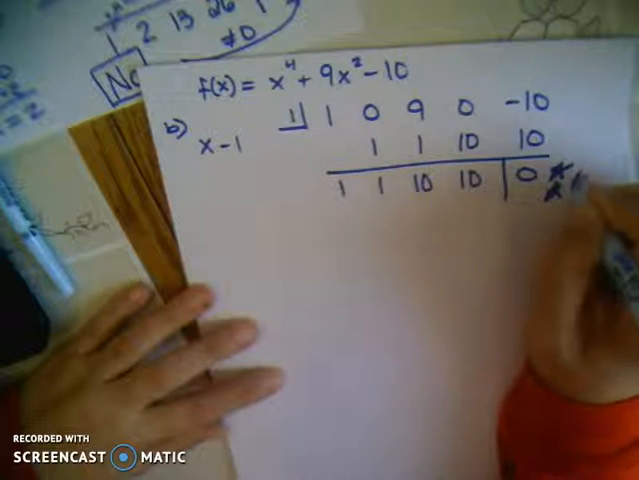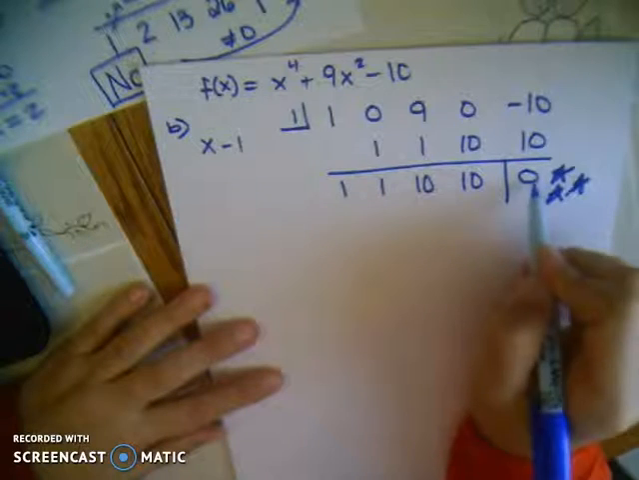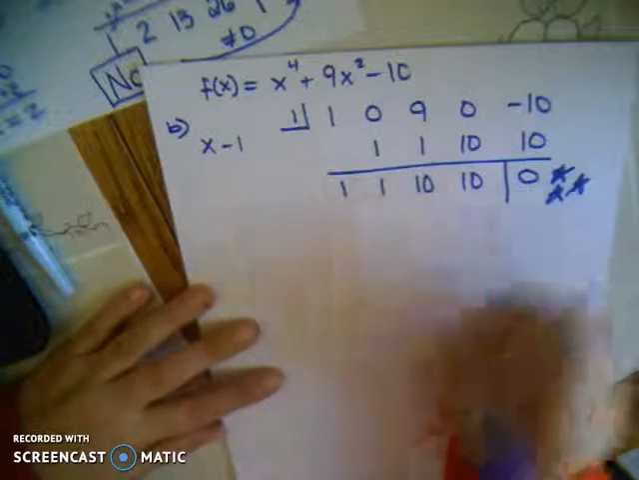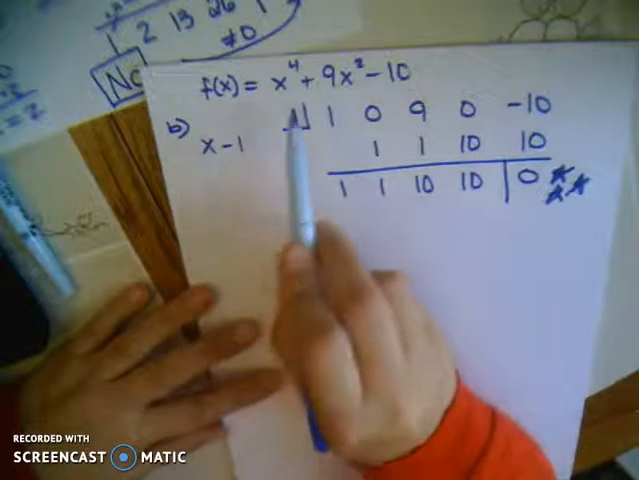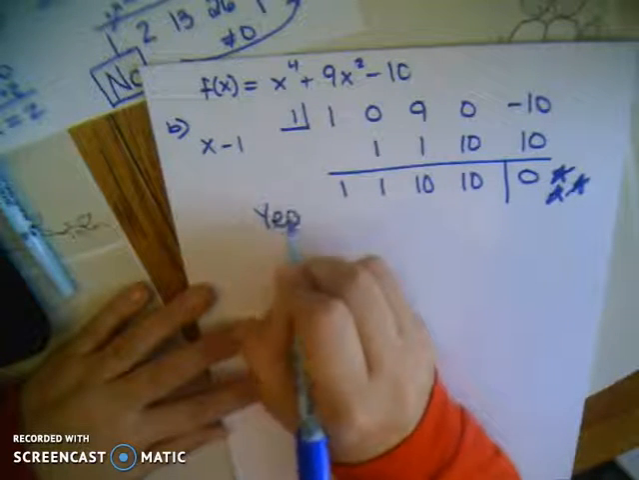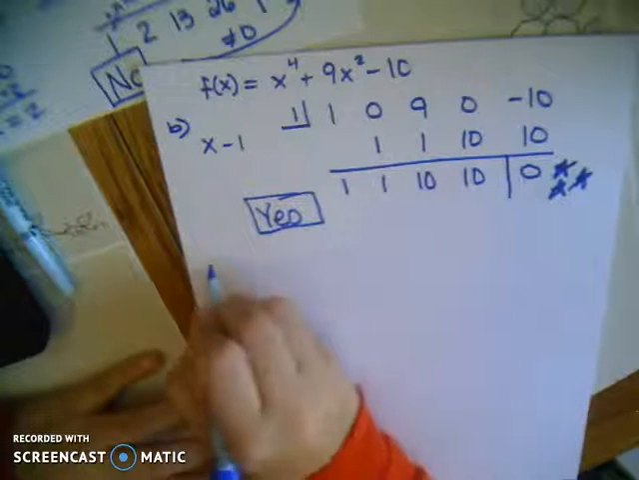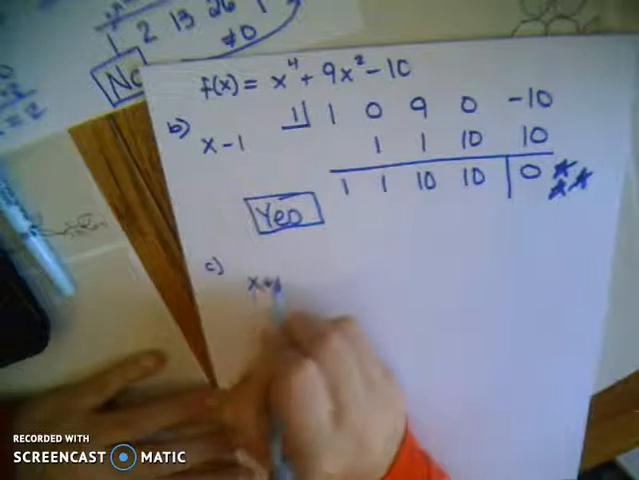We love this. This is helpful, especially when we go on to chapter 4 next week. Because the remainder is 0, it means x minus 1 divides f of x perfectly. And x minus 1 is a factor. Yes, yes, yes. Awesome. Let's check one more. Let's check x plus 1.